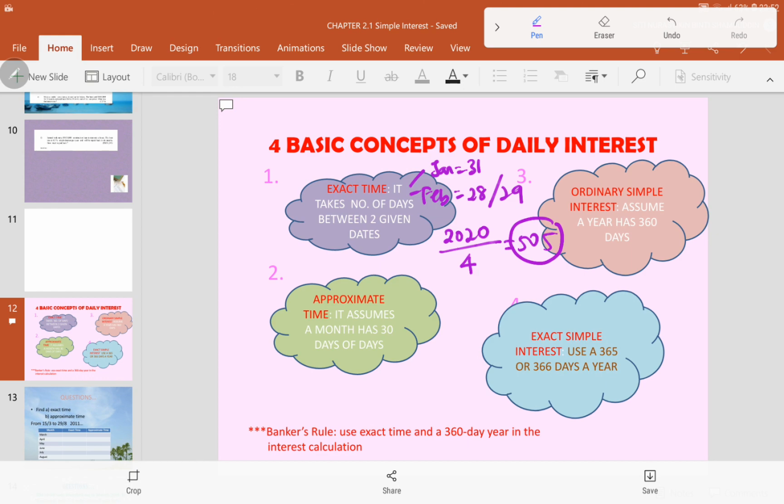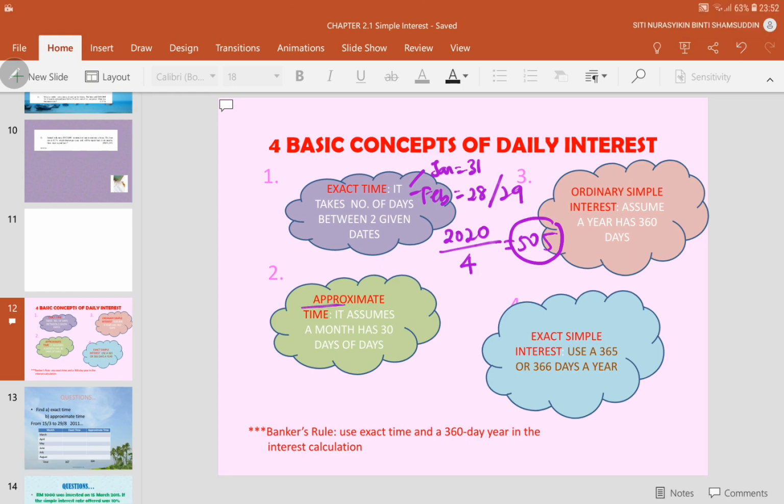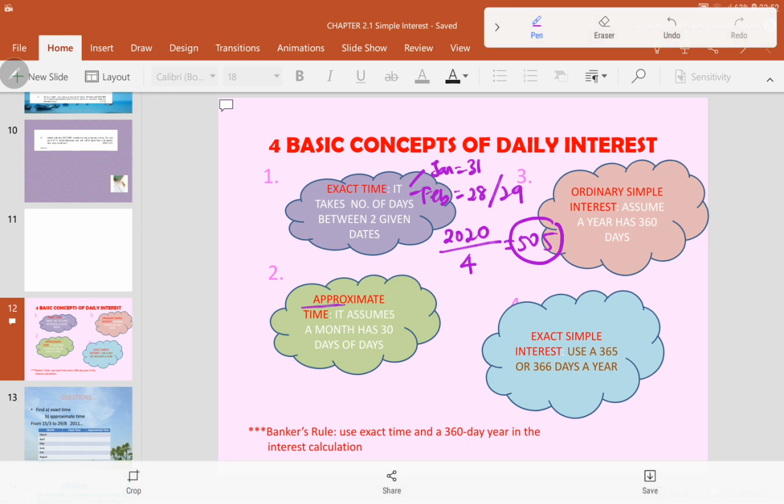Okay, and we proceed to March until December. We consider the exact number of days for every month. Alright, next one is we have approximate time. For approximate time, every month we assume it has 30 days regardless of the month. January 30 days, February pun 30 days, March, April sampailah December pun 30 days. Okay, that is approximate time. Approximate time, every month has 30 days.